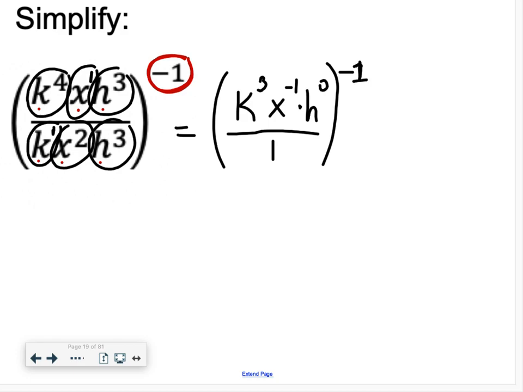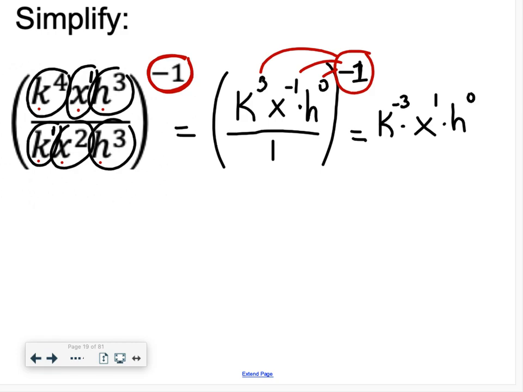So now, since I have all my bases combined, I'm going to deal with this negative first here, and it's a power on a power, so I'm going to distribute it to all bases inside that parenthesis. Okay, so when I distribute, I multiply the powers. So I'm going to have k to the negative third, x to the positive first, because negative 1 times negative 1 is positive, and then 0 times negative 1 is still 0. Okay, and then this is over 1 still.